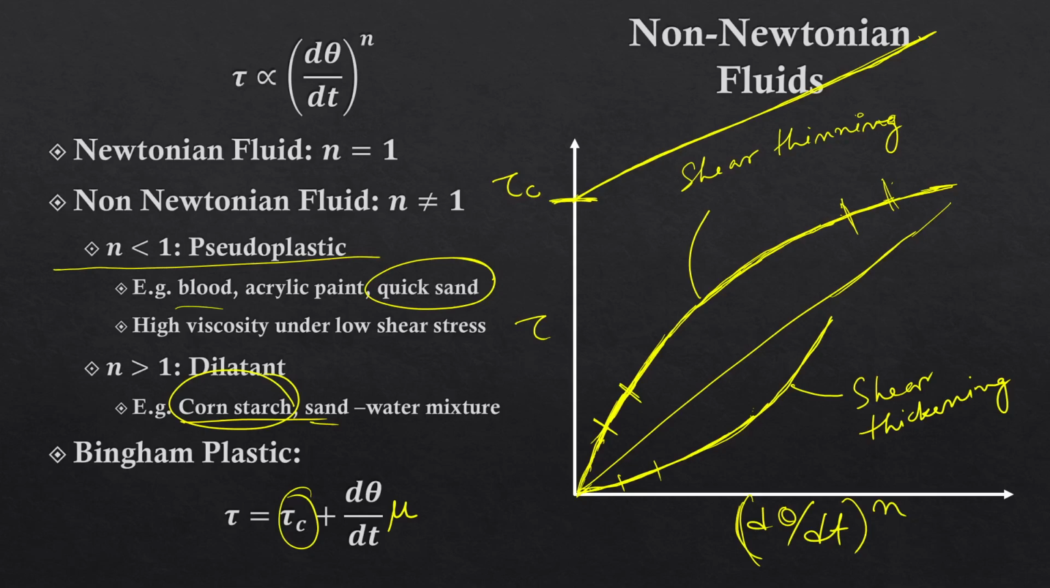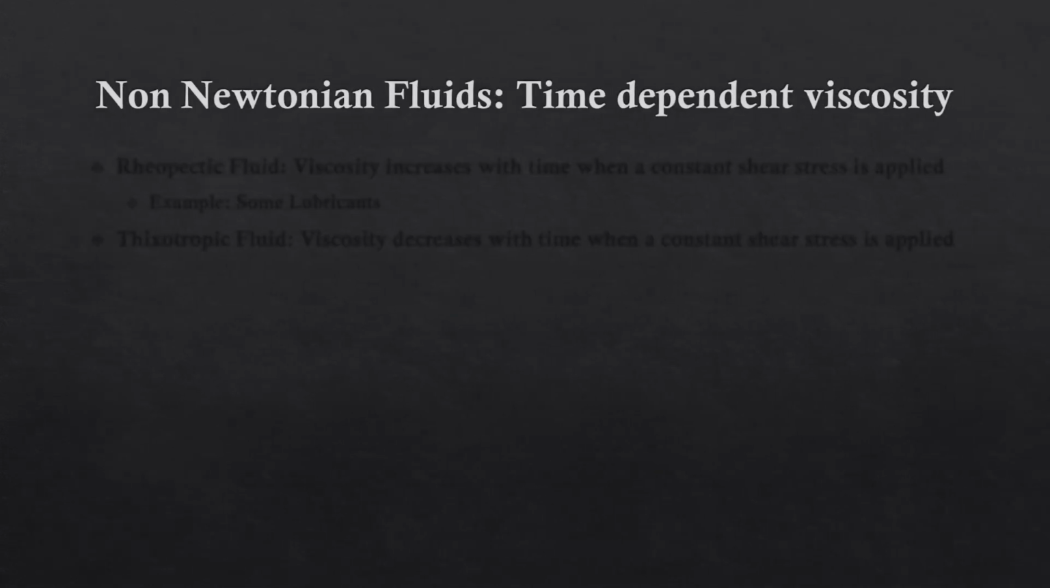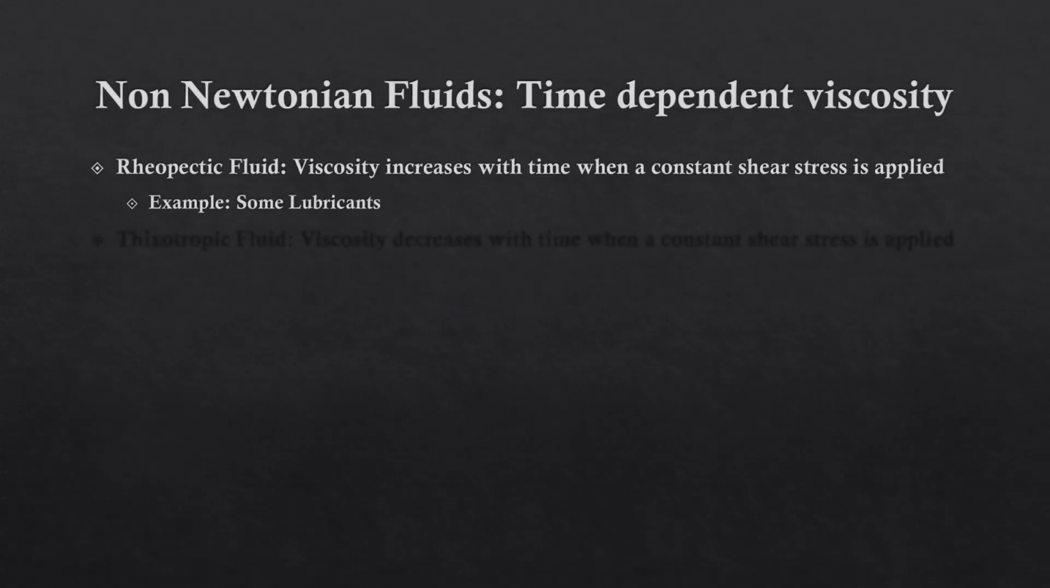Then there are some other types of non-Newtonian fluids. One is a rheopectic fluid, where viscosity increases with time. That means even if we put a constant shear stress, the shear stress is not increased, but if we keep applying the shear stress for a long time, the viscosity increases and the fluid behaves as more viscous, and in some cases almost like a semi-solid.